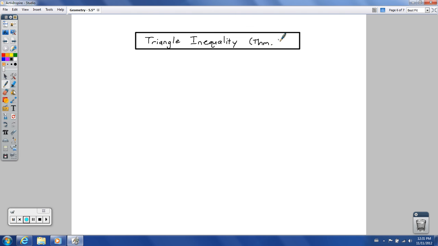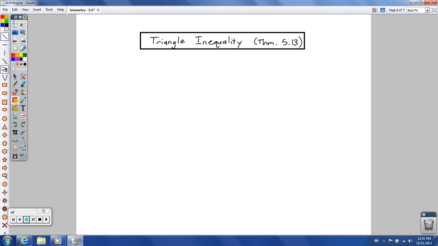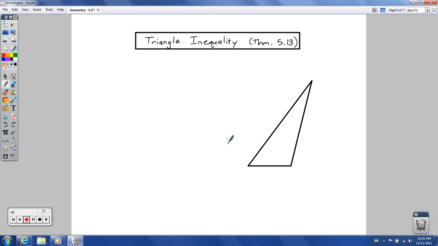This is Theorem 5.13. So draw another triangle, make yours look like mine as best you can, so we have something similar to compare it to. We'll make an obtuse triangle here, obtuse because this angle's measure is more than 90. All right, and this is going to be A, B, and C.